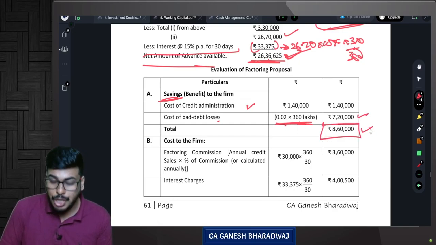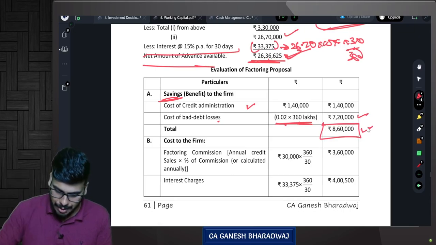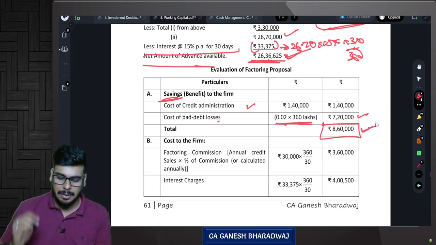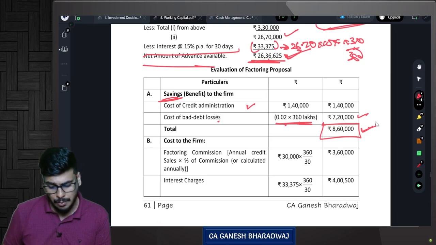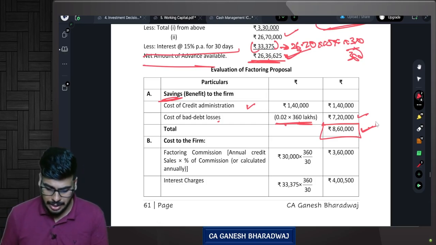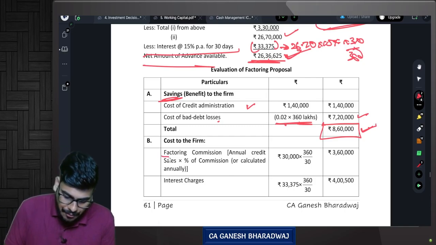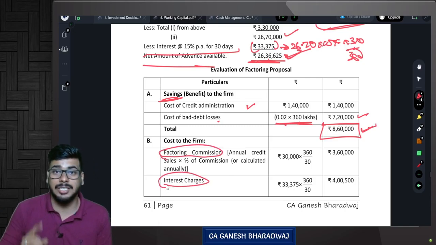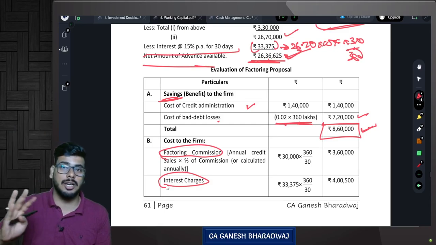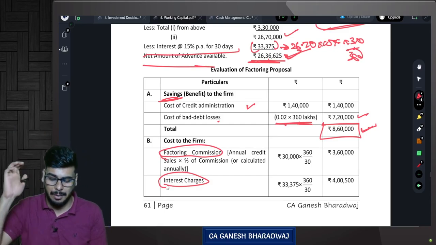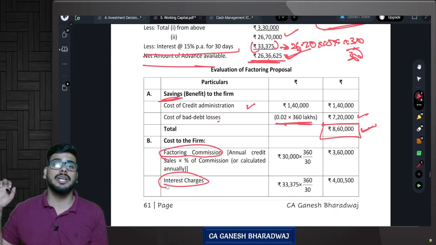So how much amount are you able to benefit because you're going for the factor? 8,60,000. But wait, is there a cost associated with it? Yes, there is a cost associated with it. So what is the cost? There are only two costs: factoring commission and interest charges. Remember that the reserve amount is not a cost. He will release it after 30 days, so don't worry about it. He is just withholding it for security purposes.